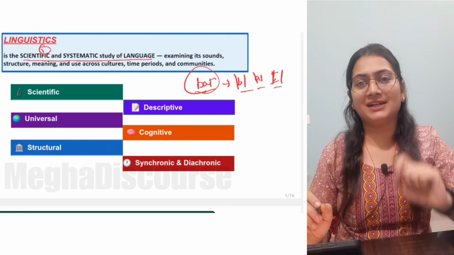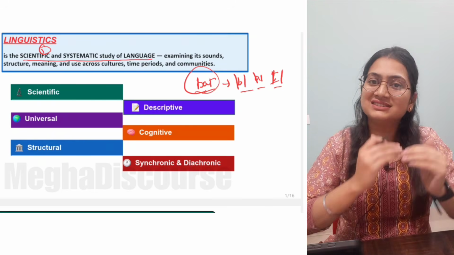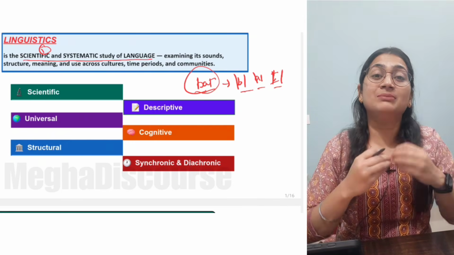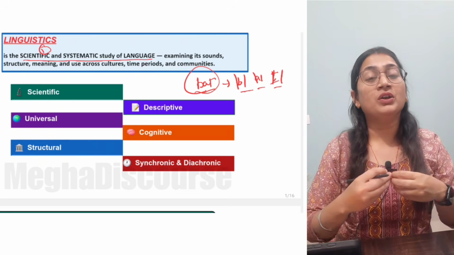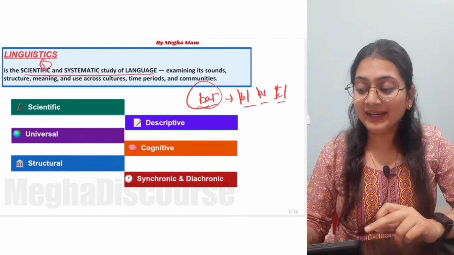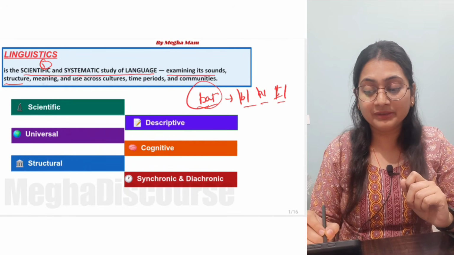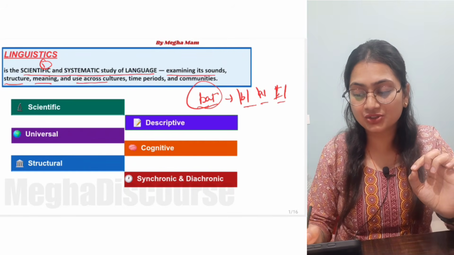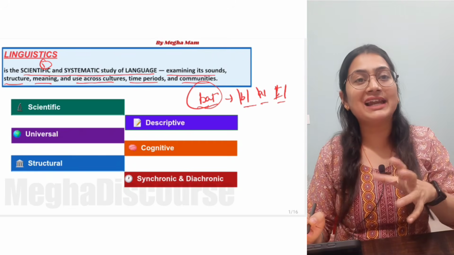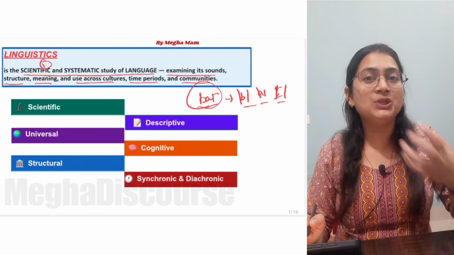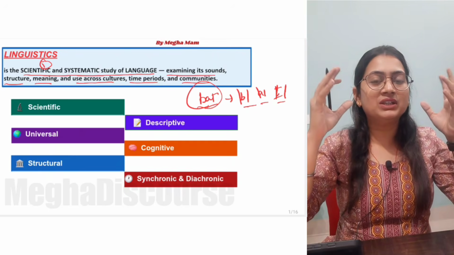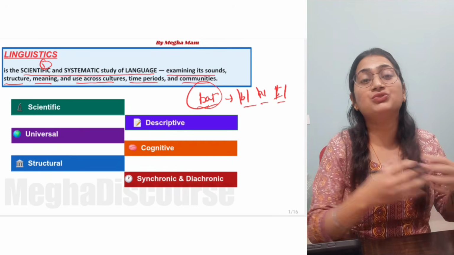Now, what is systematic study? Systematic study means the systems, rules, or grammar rules, like whether it is syntactically correct, whether the sentence is semantically correct, whether the root word is correct or not. That is the systematic study of language. Examining its sound, structure, meaning, which are used across cultures, time periods and communities. Time periods like synchronic and diachronic shift, communities like dialect, register, idiolect, across cultures like Pidgin and Creole. So linguistics means the detailed analysis of the language we are using today.